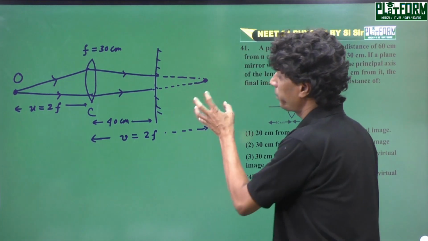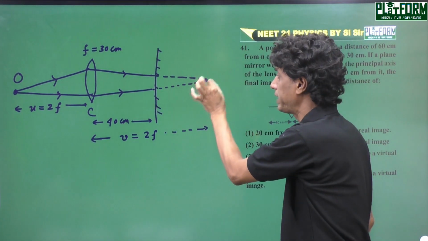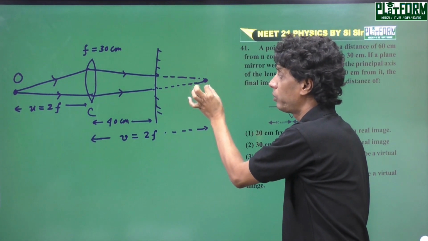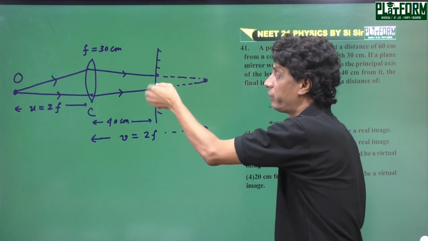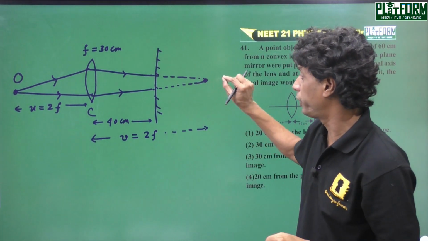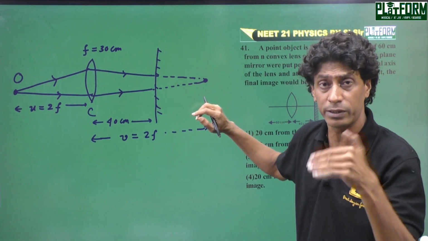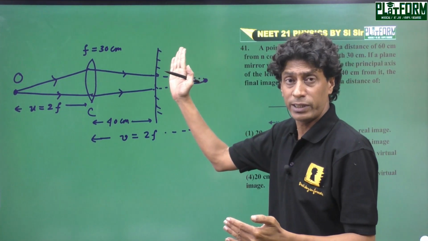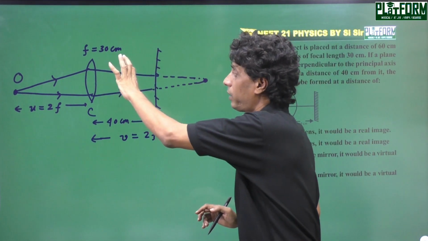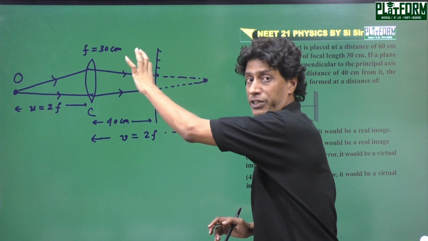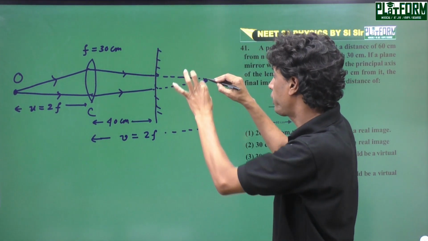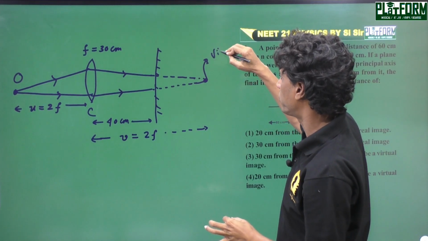In the absence of this mirror, the nature of this image will be real. If we remove the plane mirror, the nature of this image will be real. But if we put a plane mirror, what happens? The two converging rays cannot meet at this point. So this point becomes a virtual object.